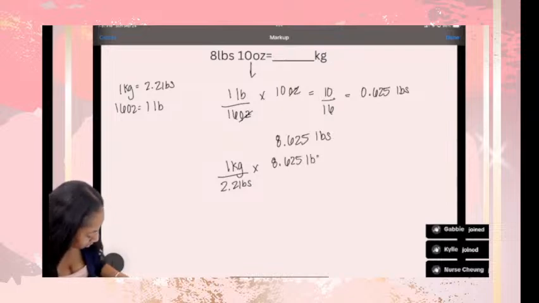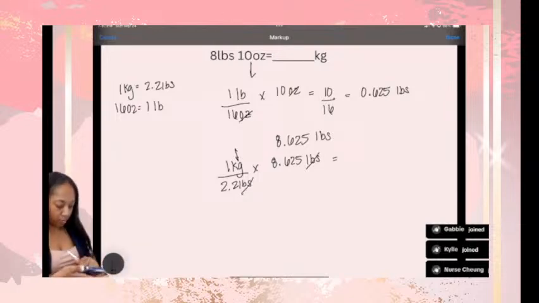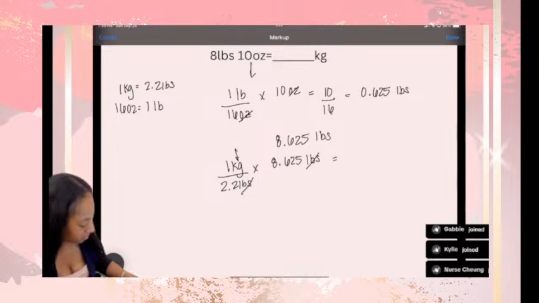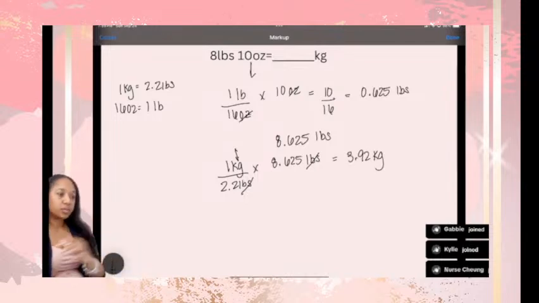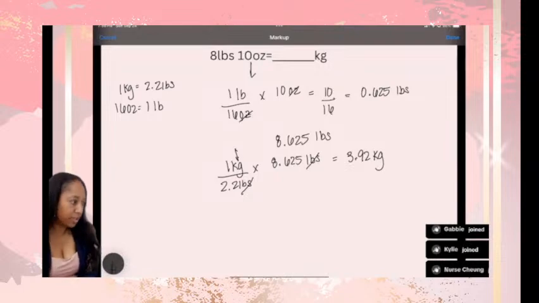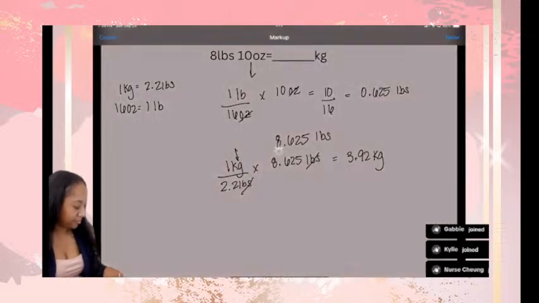8.625 pounds. Pounds cross out. You're left with kgs. So 8.625 divided by 2.2 is going to be 3.92 kilograms. Okay?